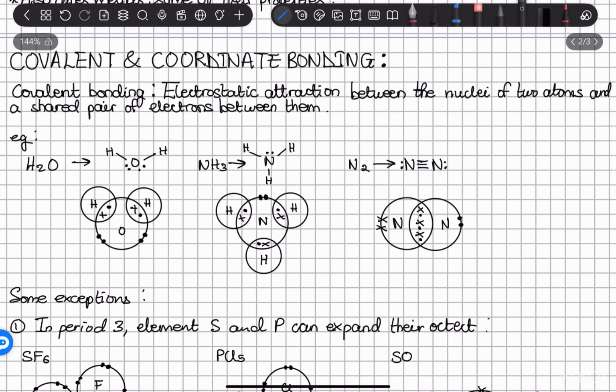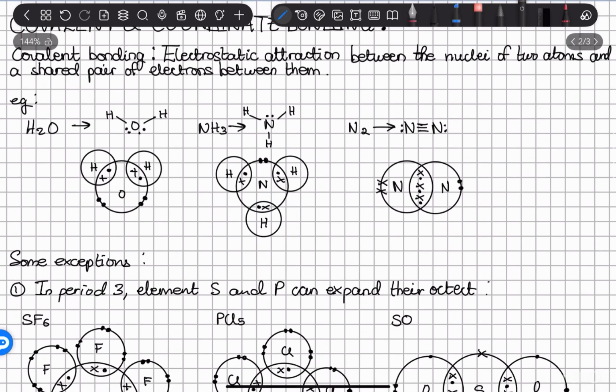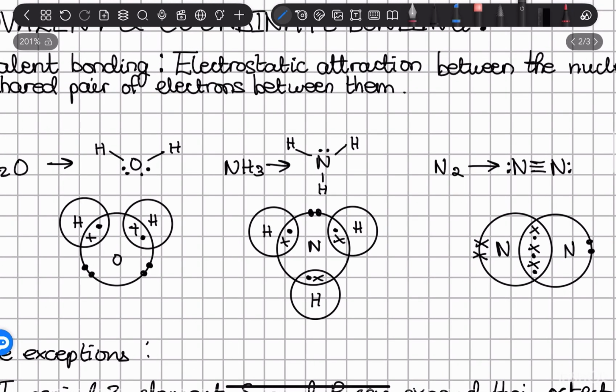Now we have covalent and coordinate bonding. You're probably familiar with covalent bonding. I'll just explain that briefly. Covalent bonding is defined as the electrostatic attraction between the nuclei of two atoms and a shared pair of electrons between them. So ionic bonding is the transfer of electrons from the metal to the non-metal, but this one is two non-metals basically sharing a pair of electrons. In the further examples I'll give, you'll see that it's not always all non-metals. So just a few basic examples to get us started.